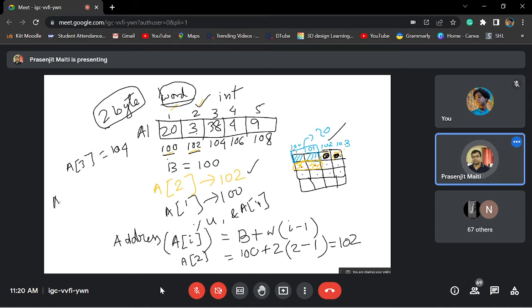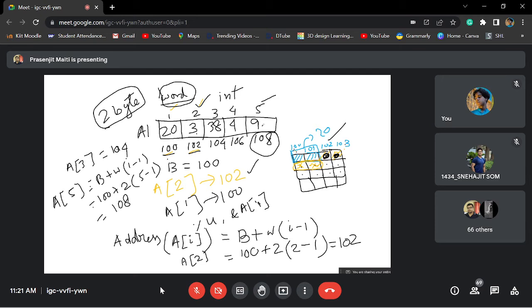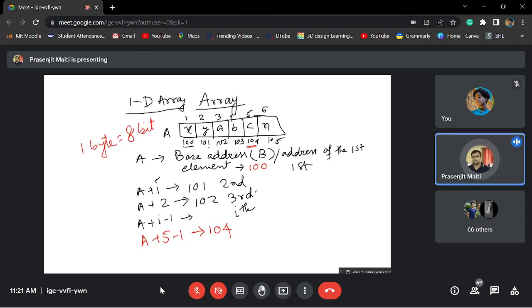Suppose you want to know the address of A5. So B plus W into I minus 1. B value is 100 plus 2 into 5 minus 1. So 108. So the fifth element address is 108. Okay? Yes.